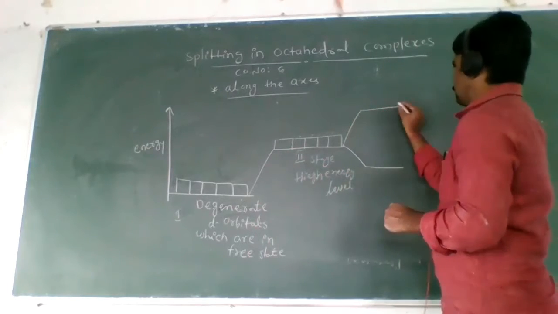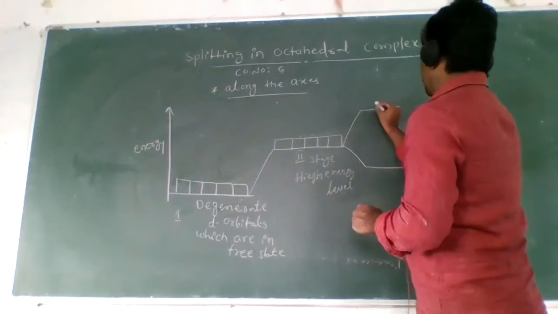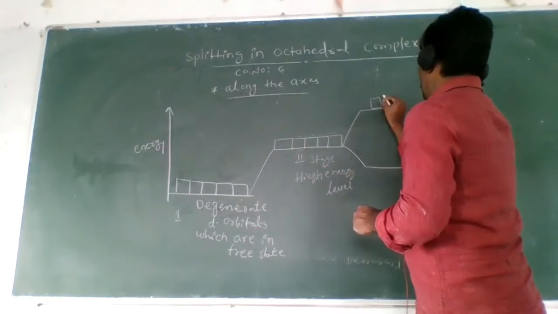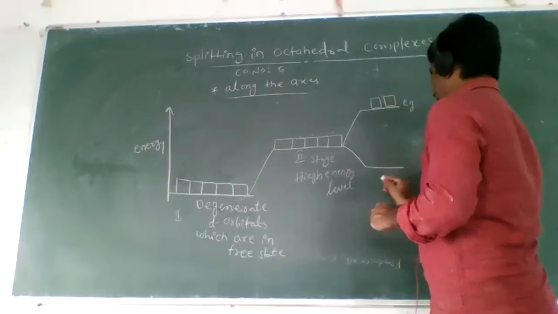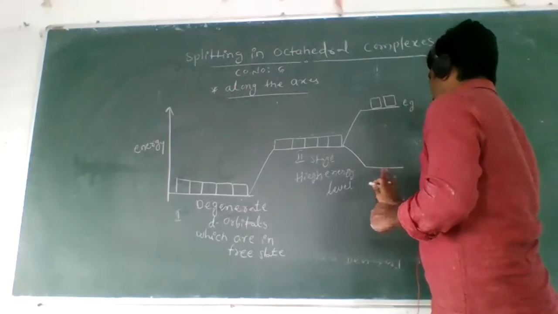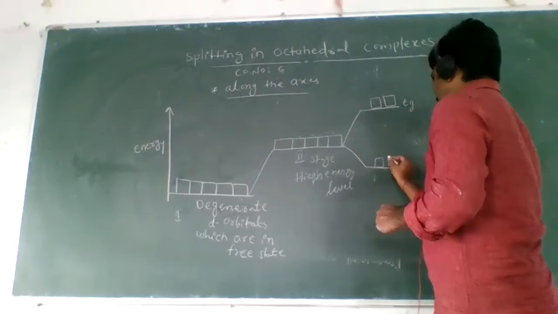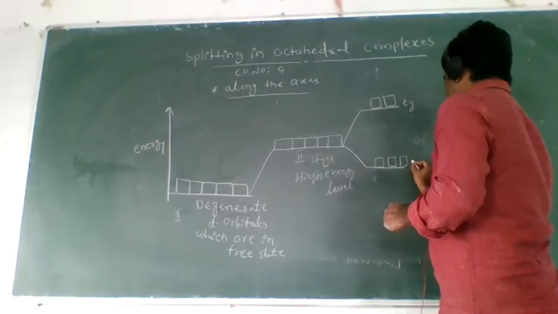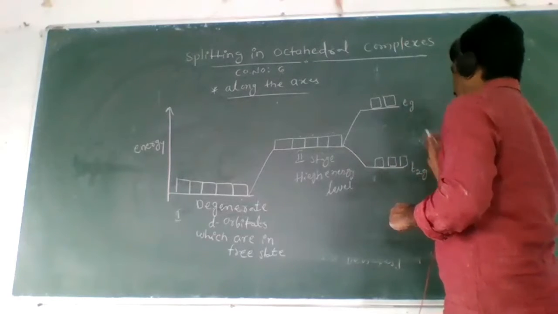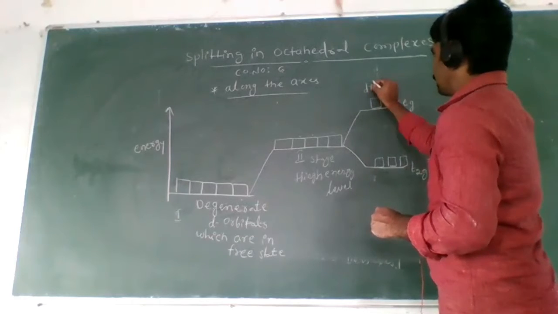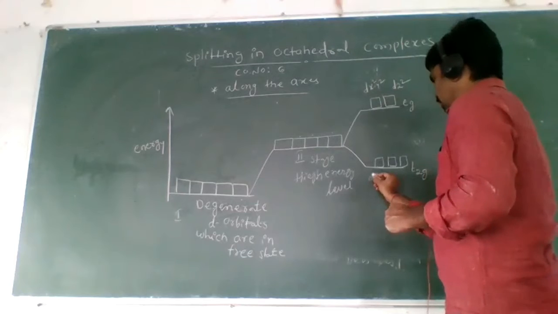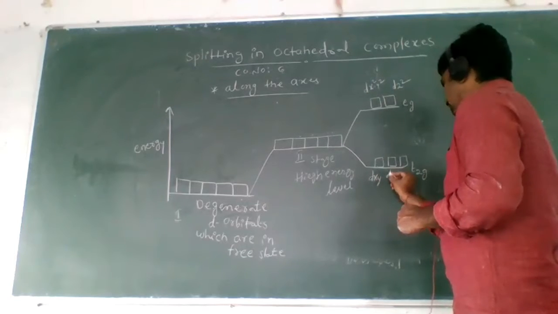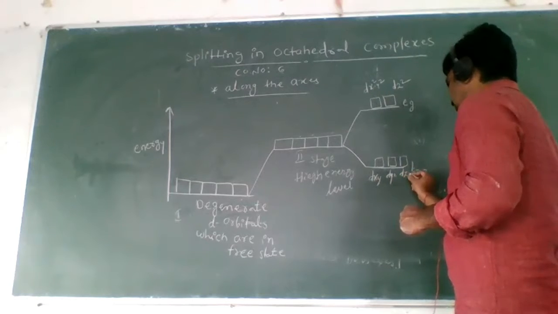One is the Eg orbital. This is the Eg. Here I write the two orbitals coming here. These are Eg orbitals, and these three are the T2g orbitals. Here this is the dx square minus y square. This is dz square, and this one is dxy, dyz, and this is the zx.